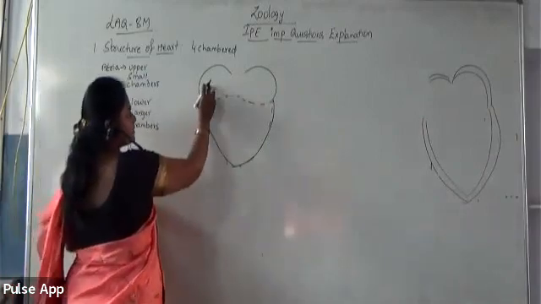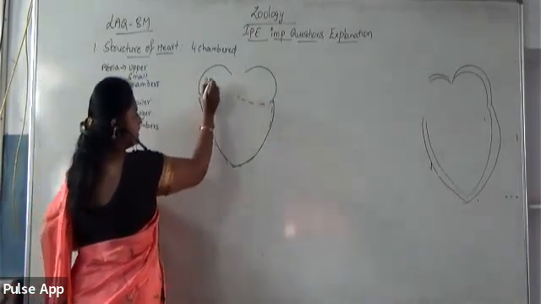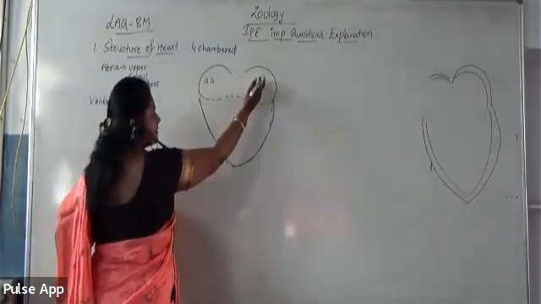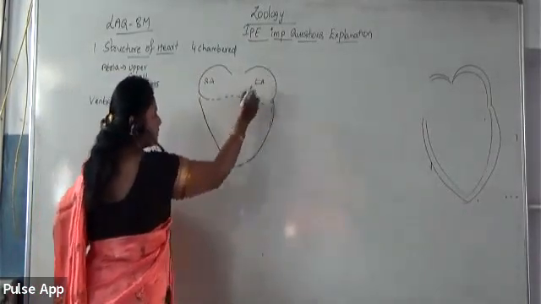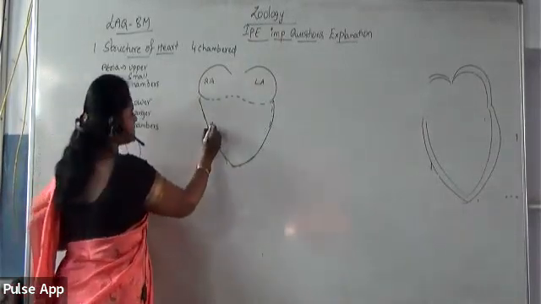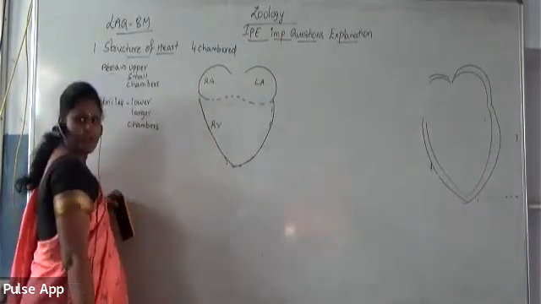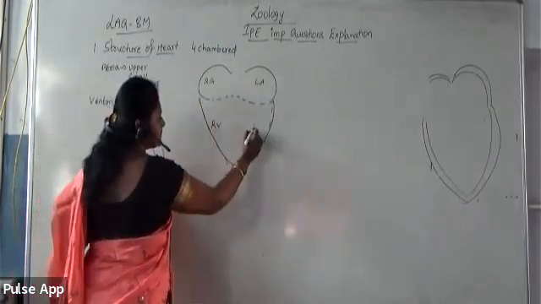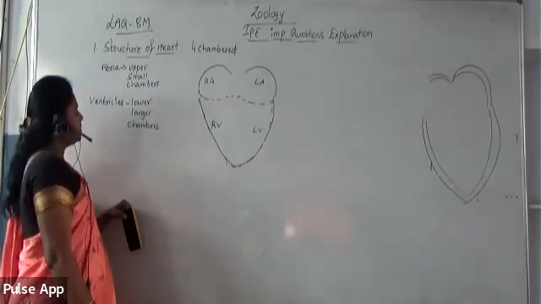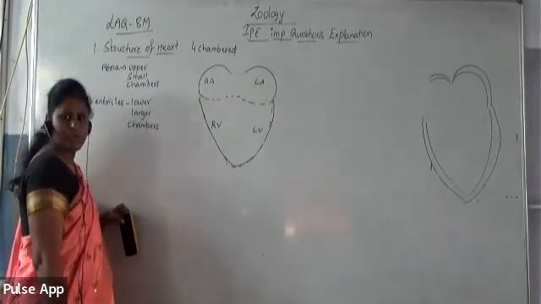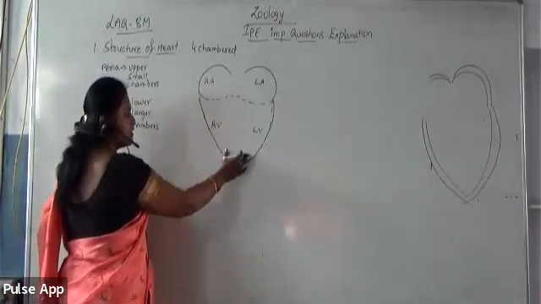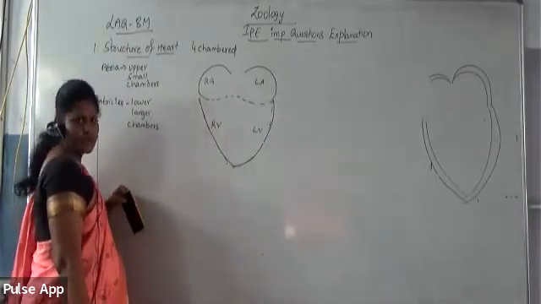The upper right chamber of the heart is called the right atrium, and the upper left chamber is called the left atrium. The lower right chamber of the heart is the right ventricle, and the lower left chamber is the left ventricle. So like this, first you need to mention the four chambers. Always, atria are smaller when compared to ventricles.